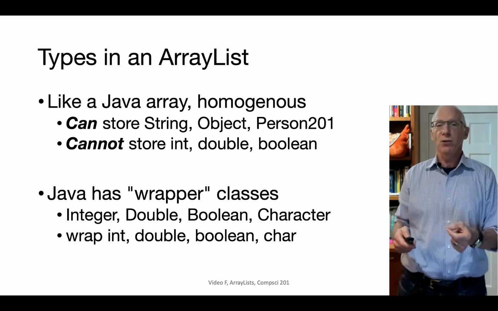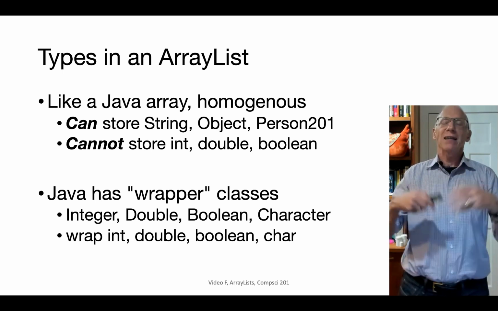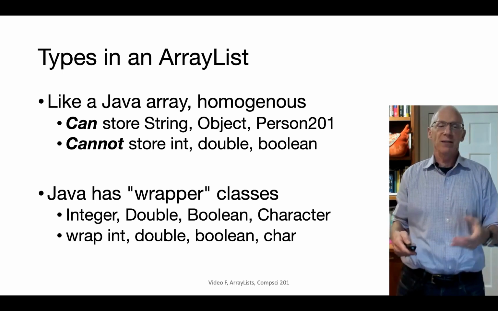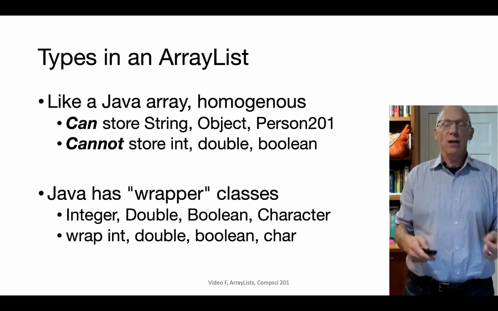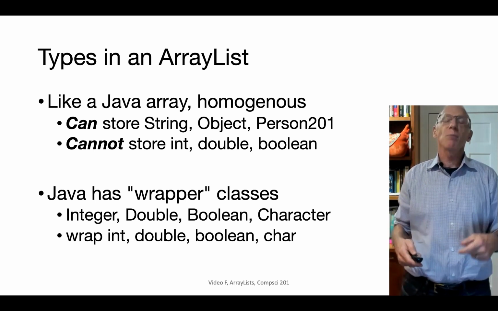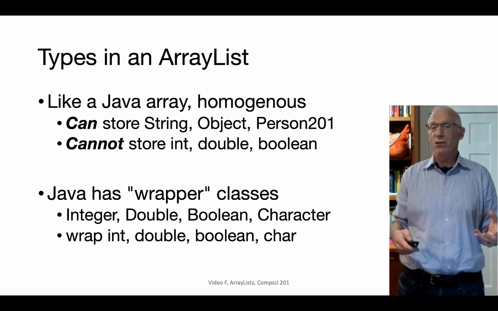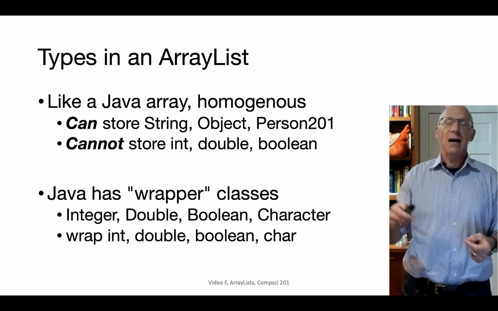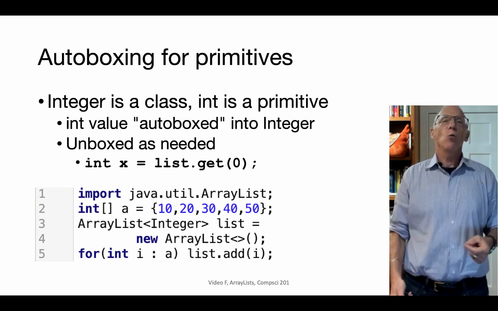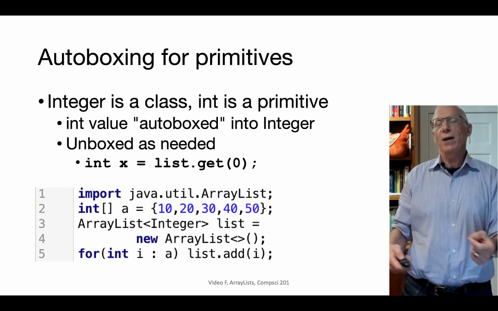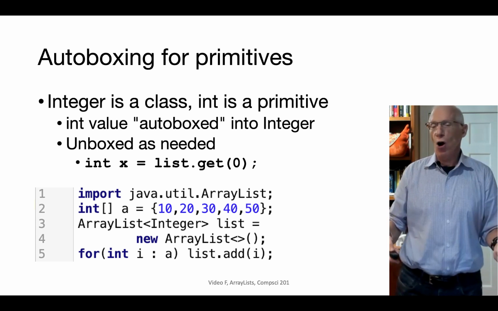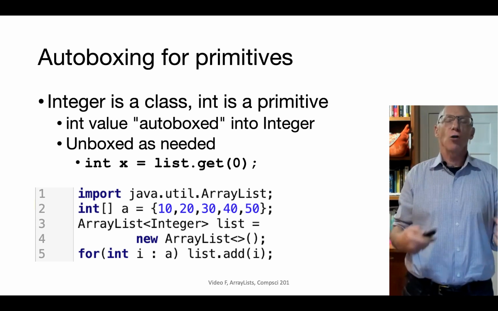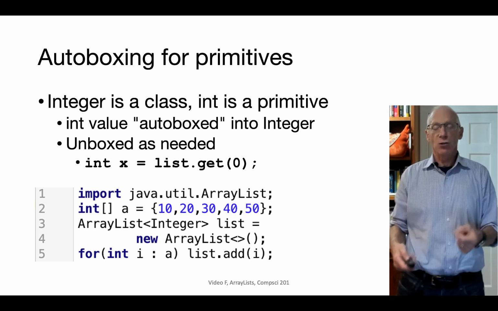So it can't store int, double, and boolean, but it can store what are called wrapper classes. Each of the primitives has a wrapper class that encapsulates the primitive type. So for int, that's Integer. For char, that's Character. And for double and boolean, the classes have the same names but with a capital letter because they're classes. So capital D Double, capital B Boolean. When we add elements to an array list, wrapping can occur automatically, and that's called auto-boxing. And you can unbox too, as we'll see.